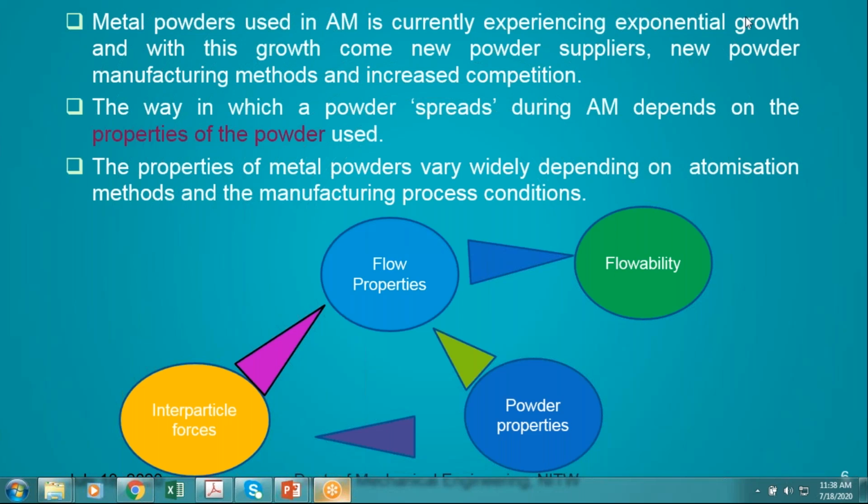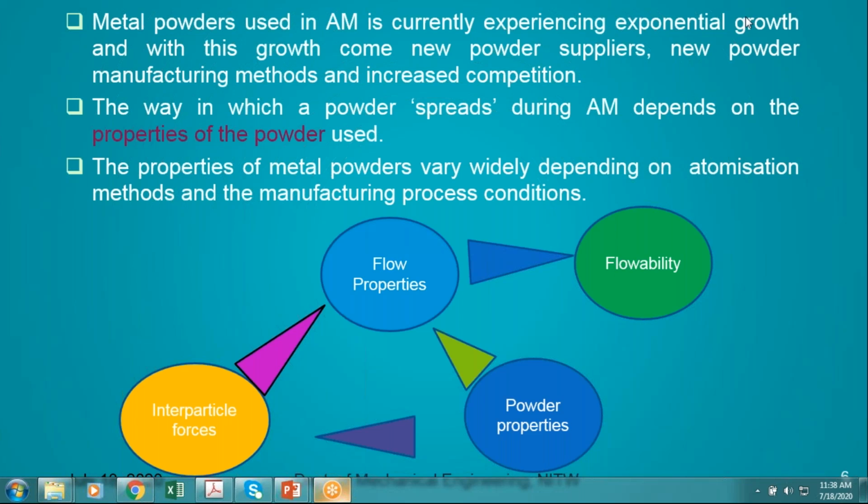And these flow properties are directly dependent upon the interparticle forces. There is bulk powder, and in that bulk powder there are so many particles. In the particles, how the interparticle forces exist: it may be van der Waals forces, surface tension, or electrostatic interaction between the powder particles, and how the powder interlocking is done in the bulk powder condition, and how the friction is generated between the powder particles. That will give us the interparticle forces that relate to the flow properties of the powder.